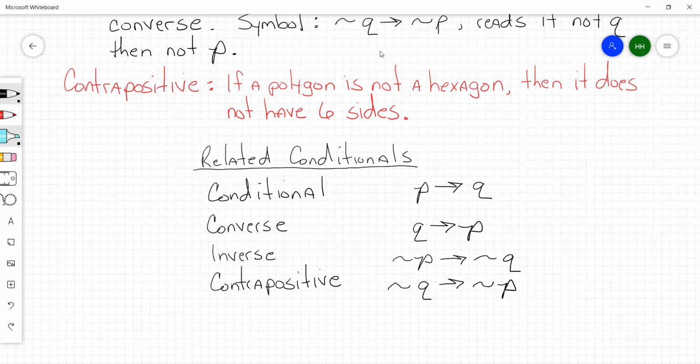And that is a very simple way to narrow everything that we talked about down to that simple little chart. 4 statements: conditional, converse, inverse, contrapositive, and the symbol that represents each. If P, then Q. If Q, then P. Not P, not Q. Not Q, then not P. It's a very simple way to memorize this information for your quiz on Friday.